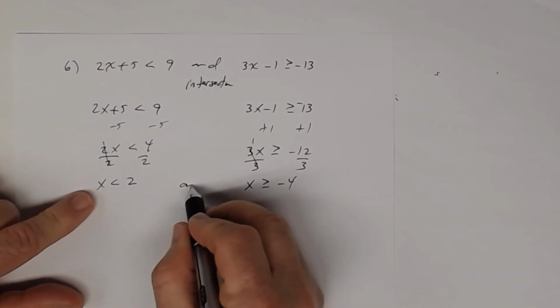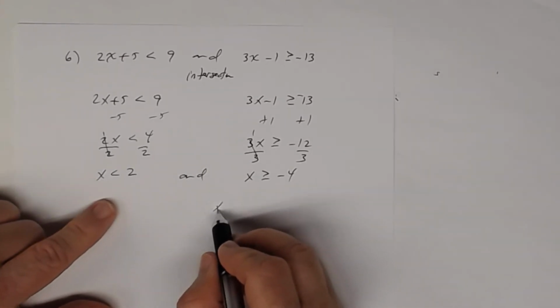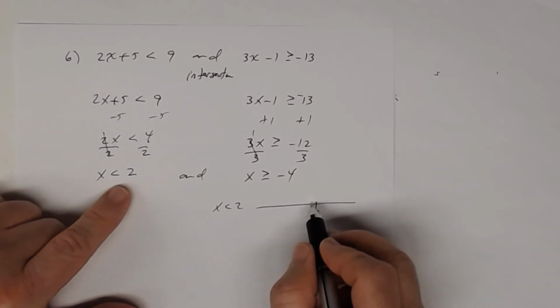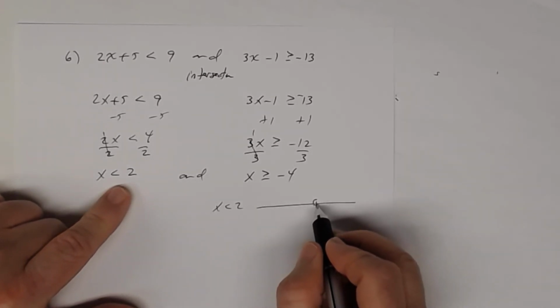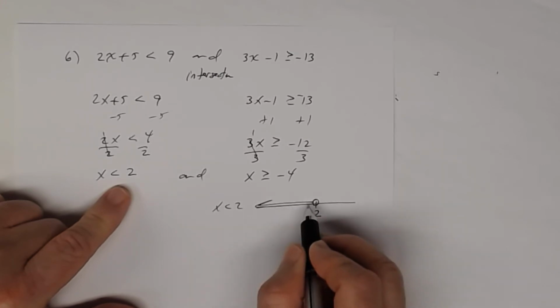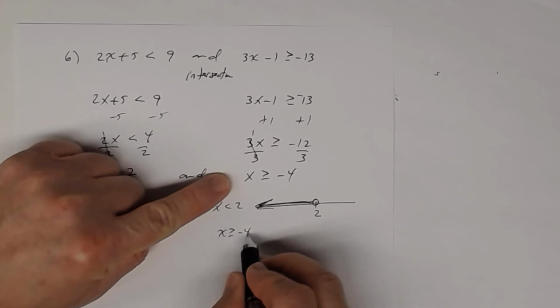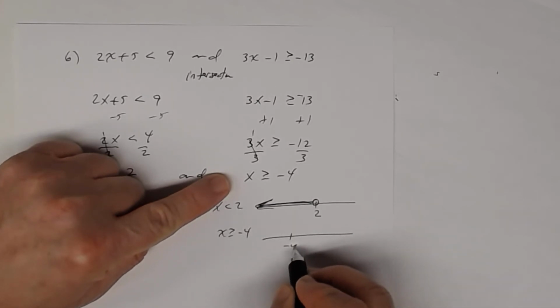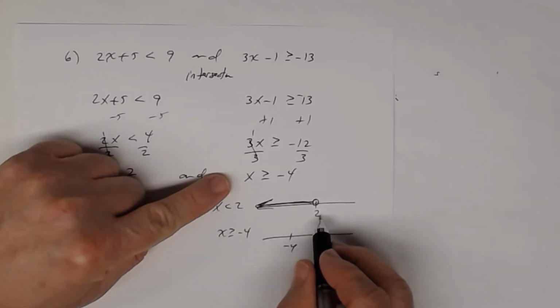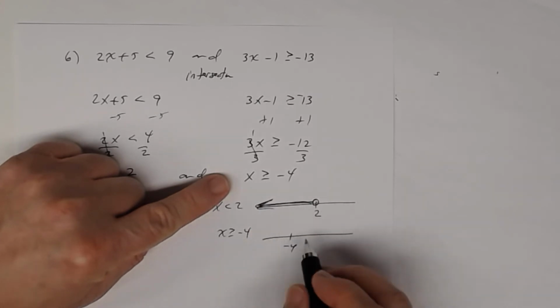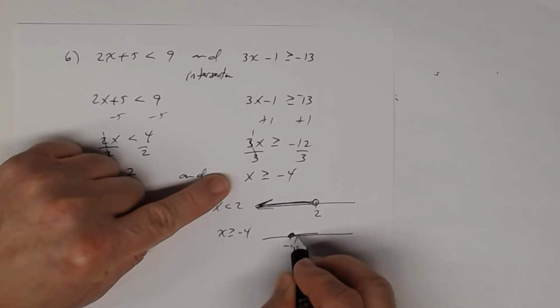Now remember, that's an AND statement. So if I look at each one individually, here's 2. X is less than that, so open circle going to the left, just like this. Okay. Here is x is greater than or equal to negative 4, the graph. So negative 4, make sure you put in the correct relation with respect to 2. Closed circle, equal sign, and this time I'm going to the right.